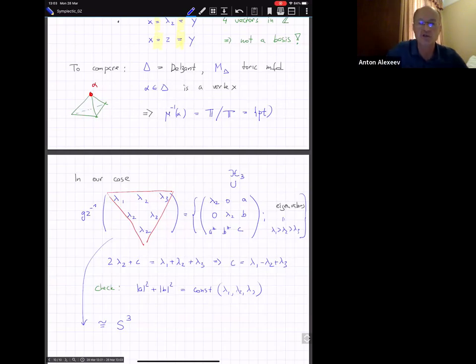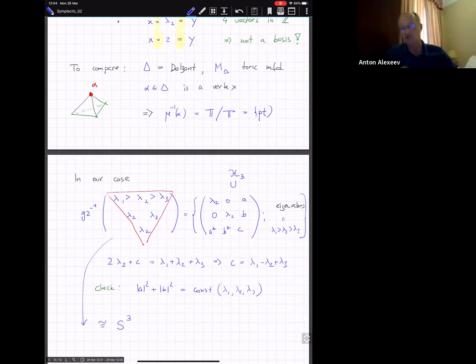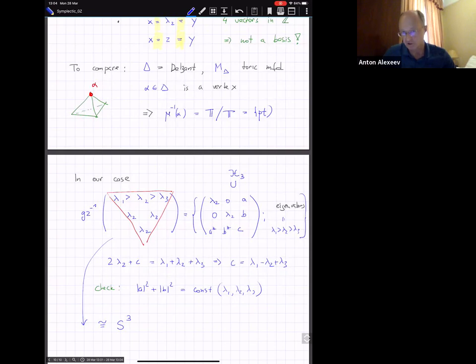So I'm looking at all the 3 by 3 Hermitian matrices which have a tableau of this very particular form: lambda 1, lambda 2, lambda 3, lambda 2, lambda 2, lambda 2, where the lambdas are fixed. So I choose lambda 1 bigger than lambda 2, bigger than lambda 3. And then I just look at all the matrices which have such a tableau. And here they are. That's how they look. So this is a complete description of them.